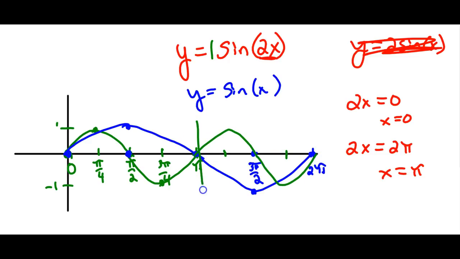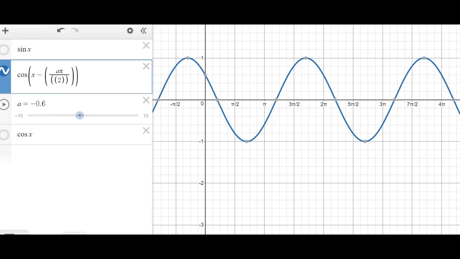It actually completes 2 cycles between 0 and 2 pi. And then the sine of x completes only 1 cycle between 0 and 2 pi. And so this is where we get that horizontal stretch or compression. In this case, it's a compression. Notice it fits 2 cycles in between 0 and 2 pi. Let's skip over to Desmos and see how this pattern might work out.